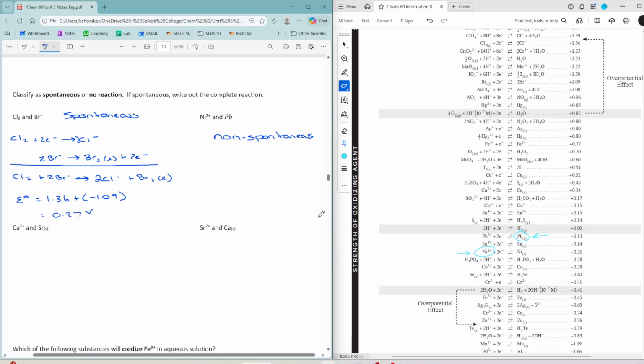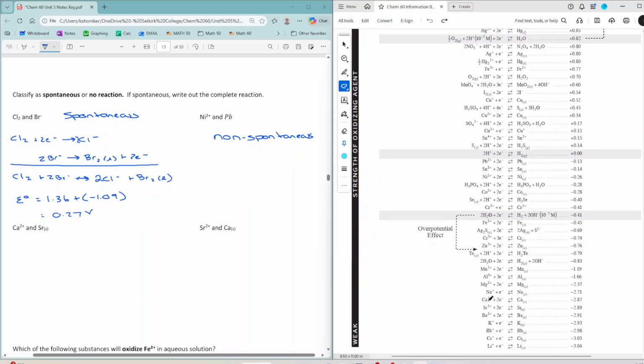Okay, so what about calcium and strontium? Calcium I'm going to guess is down here. So this is my calcium ion, and then strontium is right below it. Since my calcium is higher than my strontium, this is going to be a spontaneous reaction. So the calcium 2 plus and 2 electrons is going to form calcium solid, and then my strontium solid is going to form strontium 2 plus and 2 electrons.